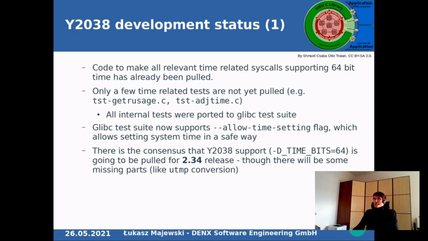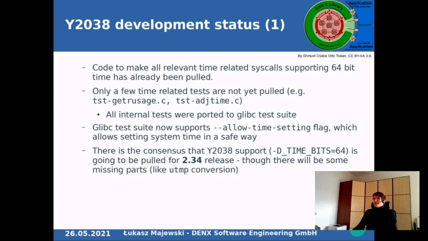Also, the glibc test suite now supports the allow time setting flag. This flag would allow adjusting the time on the system on which we run tests, so we can check how the system will behave after passing the year 2038 threshold date. And this allow time setting flag can be used from the glibc test suite, for example, on a QEMU-based ARM test board. So this all is already in place.